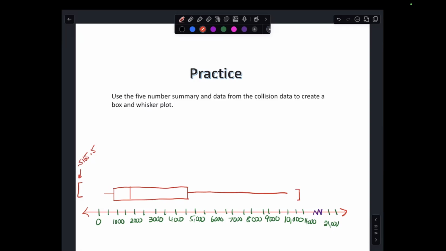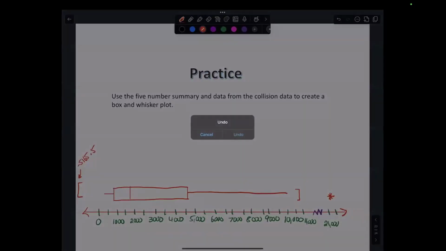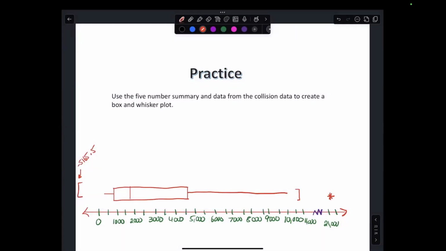Finally, I need to indicate my outlier with an asterisk. My outlier is at 21,147. So I'm going to put my asterisk right there. And that's it. That's our box and whisker plot.